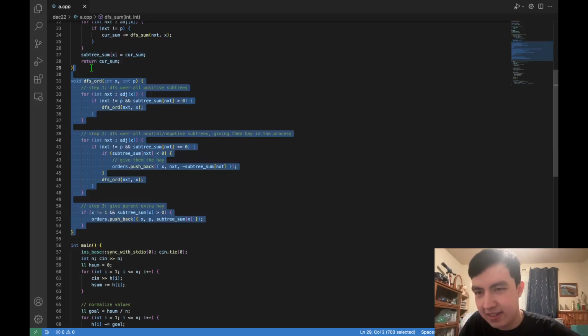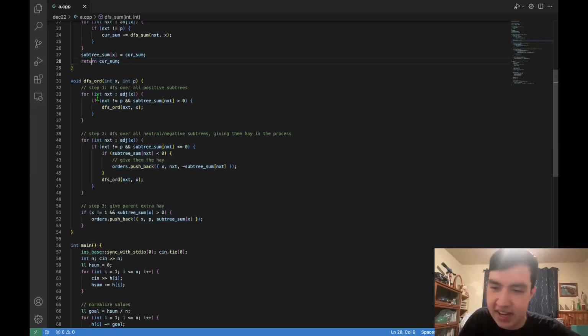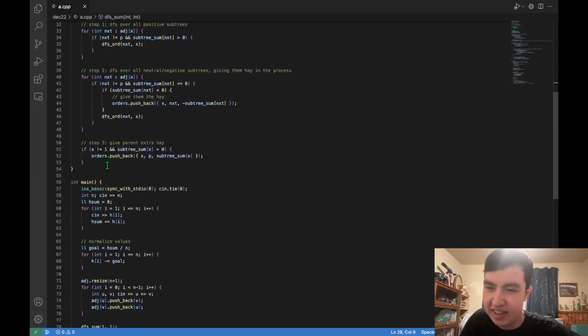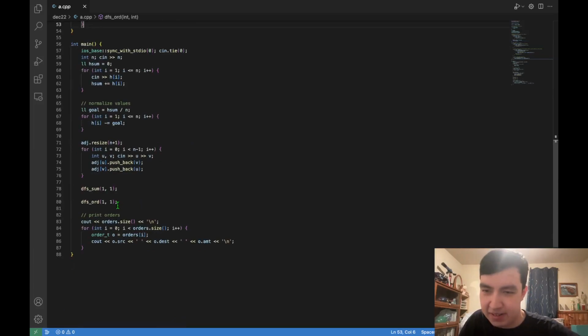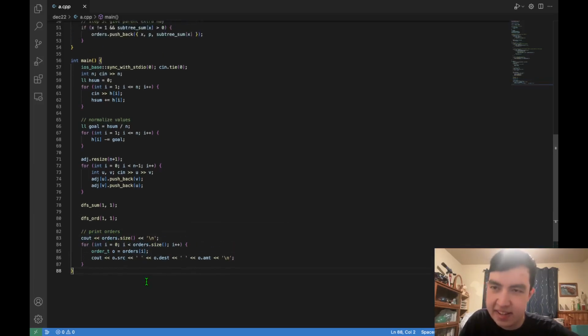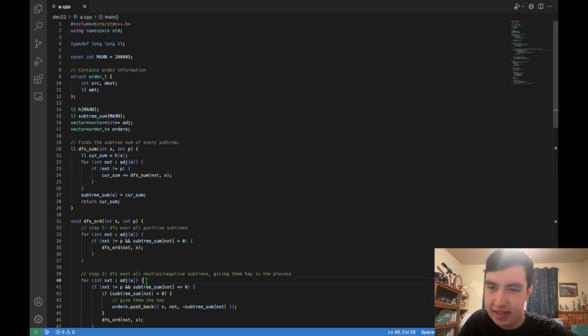So that's kind of the recursive search. It does exactly what I described earlier, where it redistributes all the hay bales and puts that in the orders list. And finally, once we're done with that, then we print out all the orders. Pretty simply, just loop through all the orders array and remember to print out the size at the start. And yeah, so that's about it for the solution. And that's about it for the problem overall.